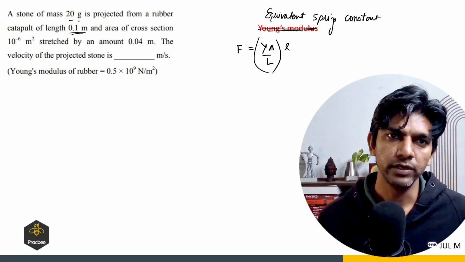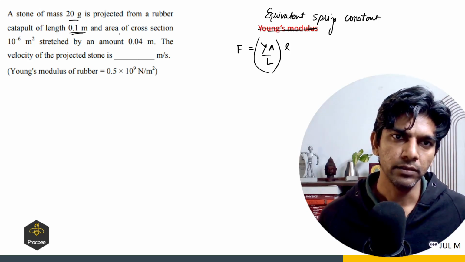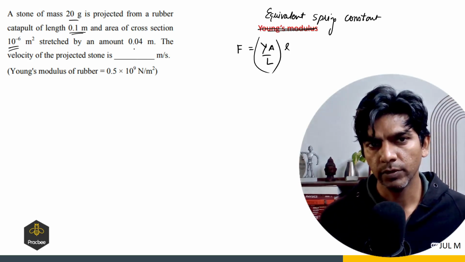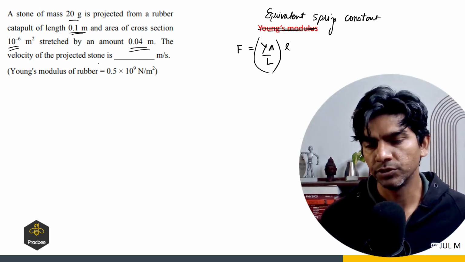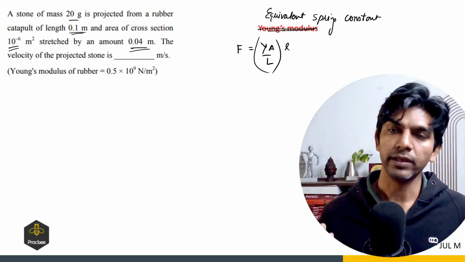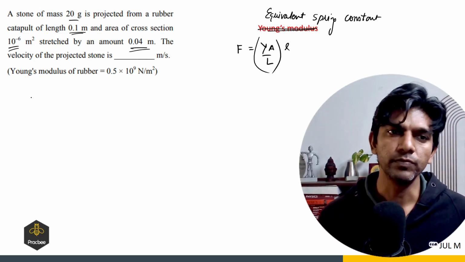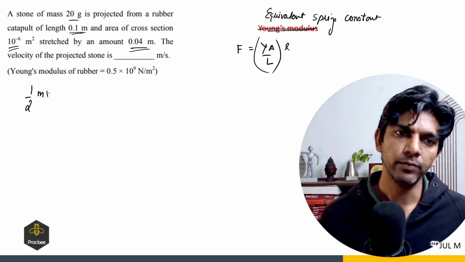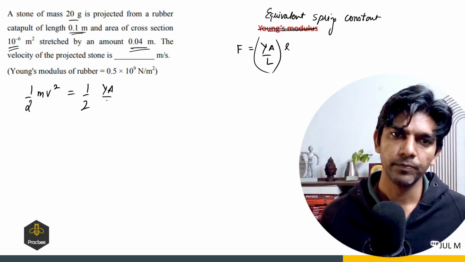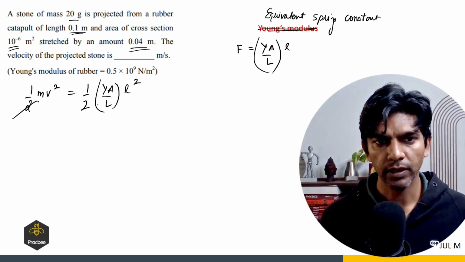So stone of mass 20 grams projected from the rubber catapult of length 0.1 meter and the area of cross section is 10 raised to power minus 6 and stretched by the amount of 0.04, find the velocity of the projected stone. So what is happening, the potential energy stored in the catapult will get converted into the kinetic energy of the stone. So we can say half m v square will be equal to half k L square, right? So half will get cancelled out.